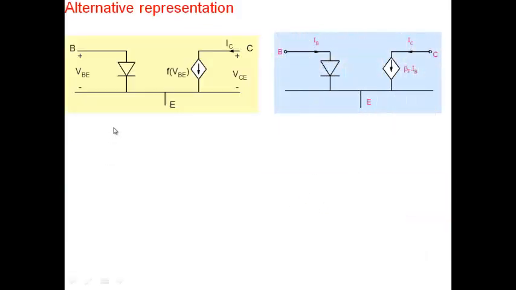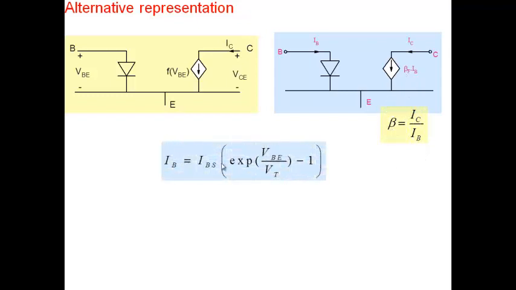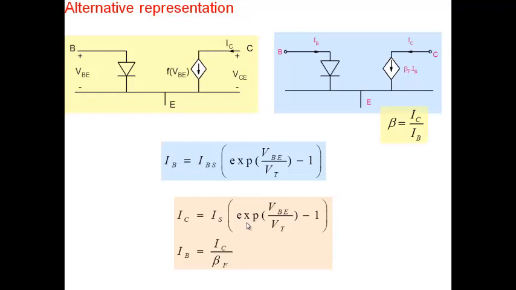There are various ways of representing it. For example, in this case, we have represented it as a diode, and we have said that the current source is a voltage dependent current source. We can also write it as a current dependent current source, because we have already shown that the collector current is related to the base current through beta times IB. So we can represent it not in terms of base emitter voltage, but in terms of IB. Beta is IC by IB; we'll see these things later on.